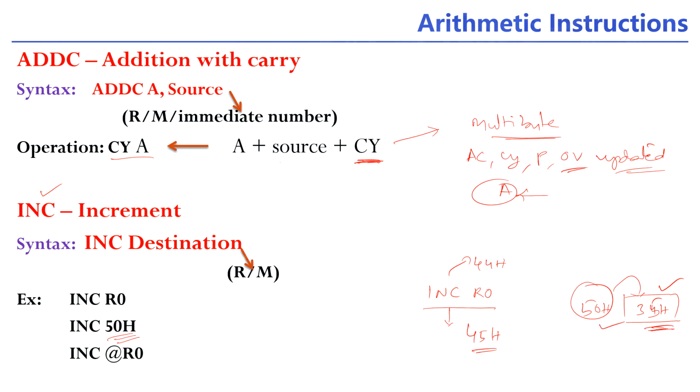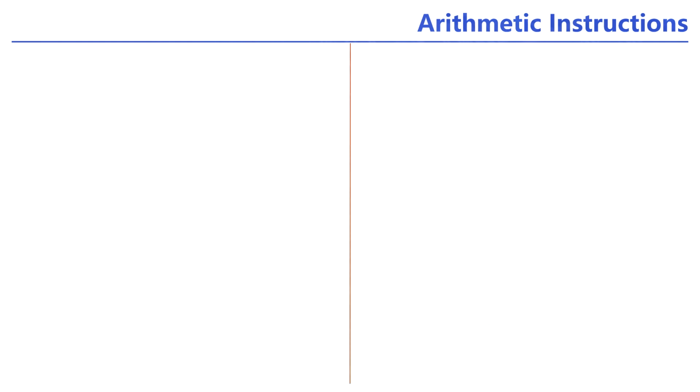And similarly, INC @R0. Here, instead of representing direct memory, we are representing indirect memory. So memory is indirectly represented. Let us consider R0 is having 50. So it is the same operation here, but the representation is different. So this is the increment instruction.